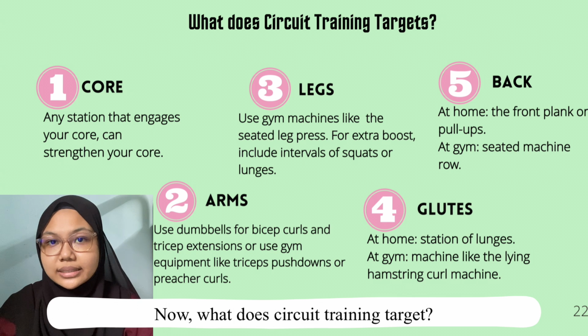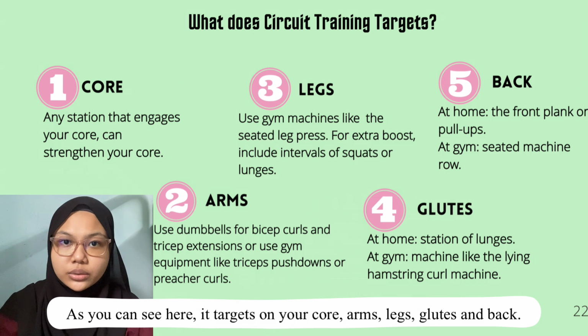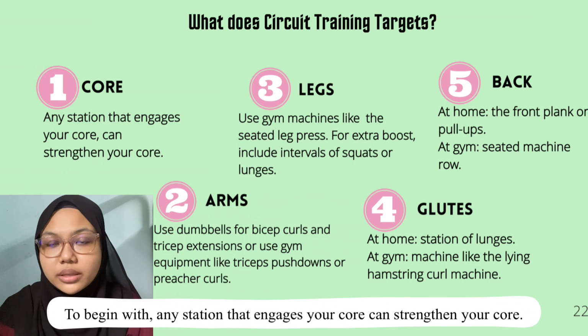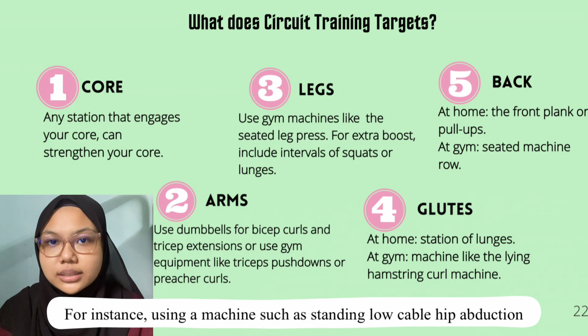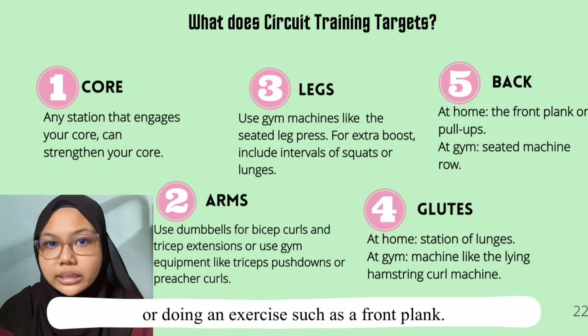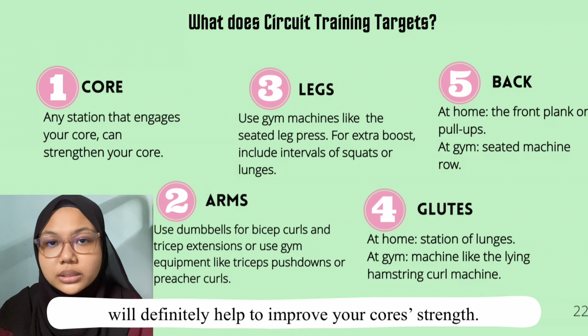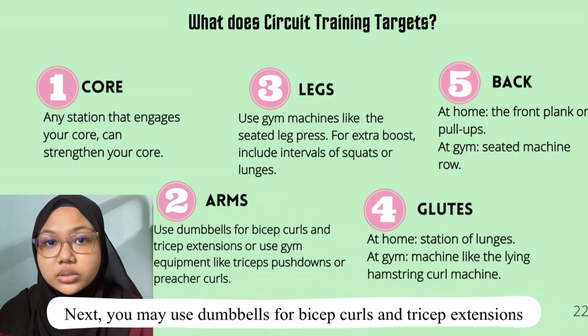Now, what does circuit training target? As you can see here, it targets your core, arms, legs, glutes, and back. To begin with, any station that engages your core can strengthen your core. For instance, using a machine such as standing low cable hip abduction, or doing an exercise such as a front plank will definitely help to improve your core strength.